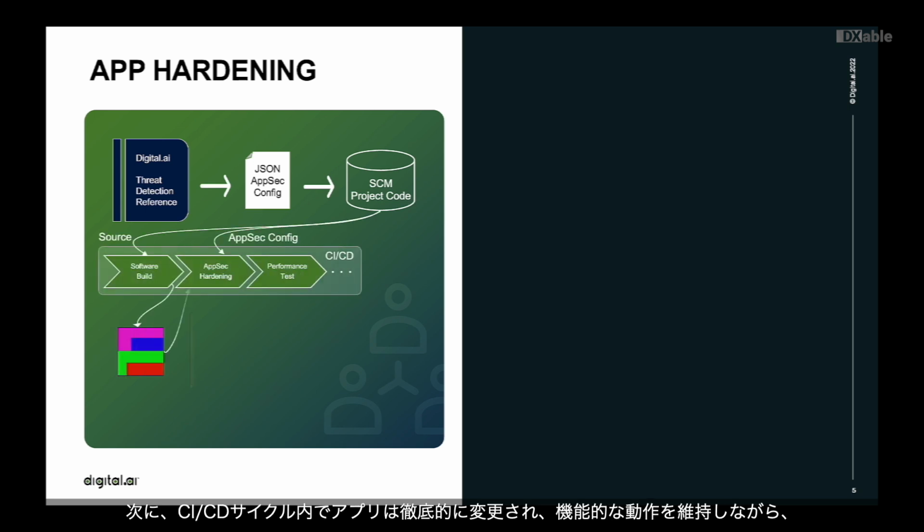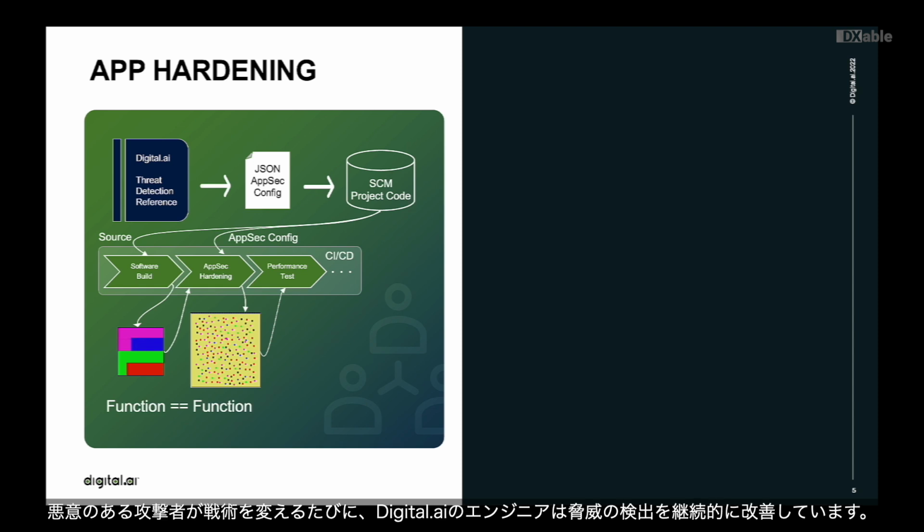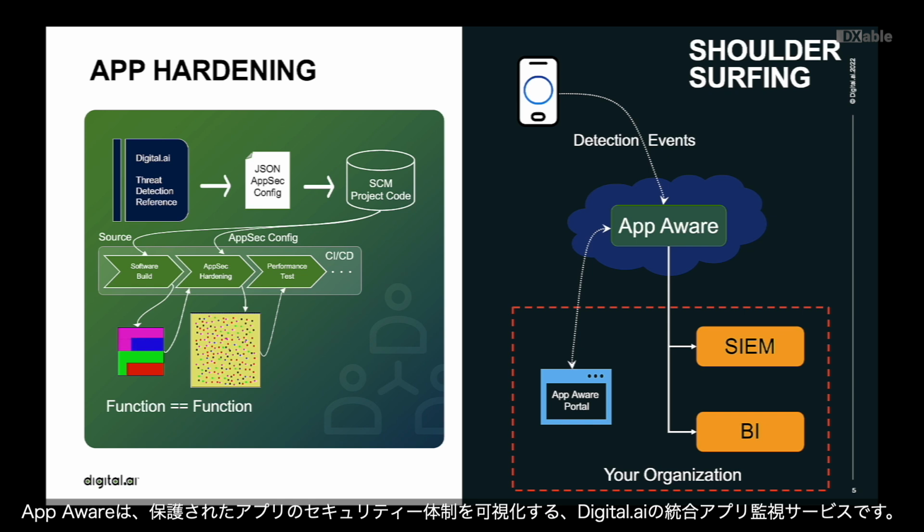Then, within the CI/CD cycle, the application gets thoroughly modified to infuse these protections into the DNA of the executable while maintaining its functional behavior. This is far more secure than just wrapping security around the application. And our engineers are constantly improving threat detections as hostile actors change their tactics. When your hardened application is running, it is shoulder surfing with the user and reporting back information to AppAware, our integrated application monitoring service that provides visibility into the security posture of protected applications.